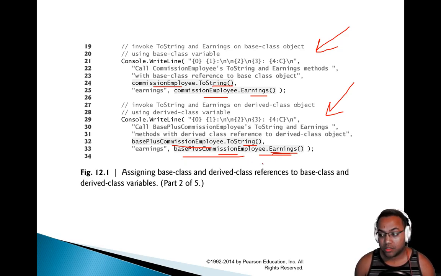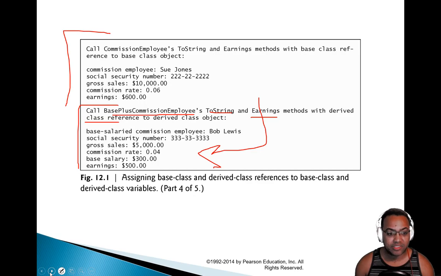If you want to follow along, you can go to the chapter 11 PowerPoint that's in module 5, and if you go all the way to the end, you'll see the base class, base plus commission employee derived class. That's inheriting the commission employee base class. But we didn't call earnings from base plus commission employee. We called earnings from the base class. We overrode it in the derived class, but that doesn't change where it is. It still exists in the base class. Well, the reference exists in the base class.